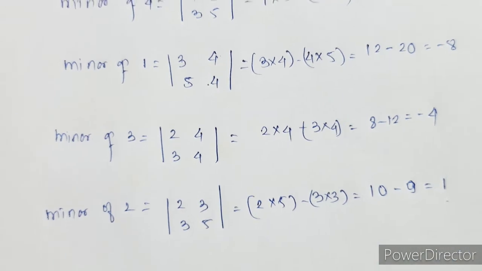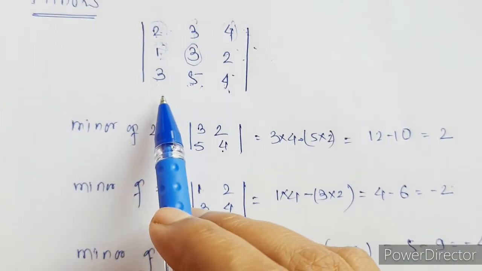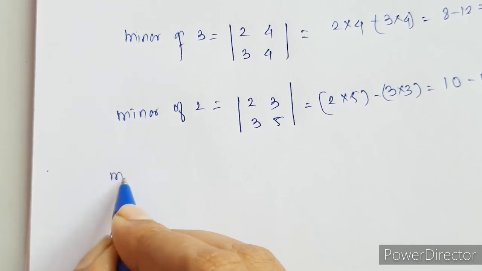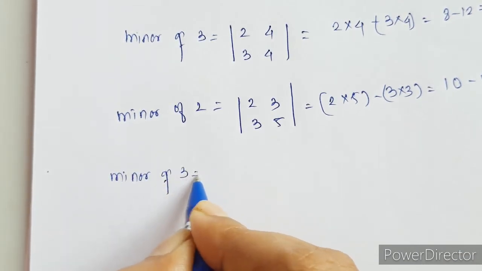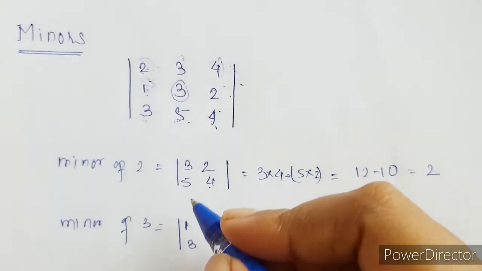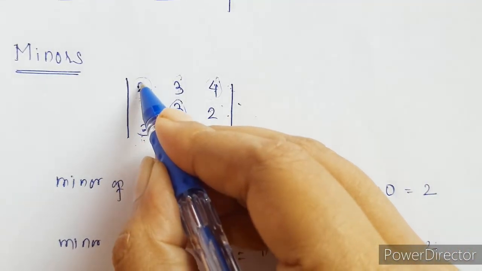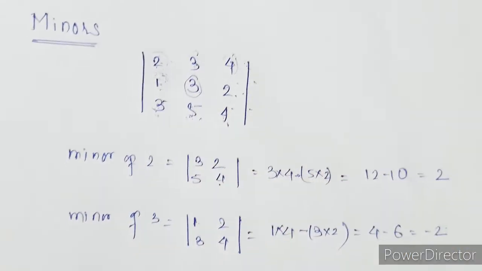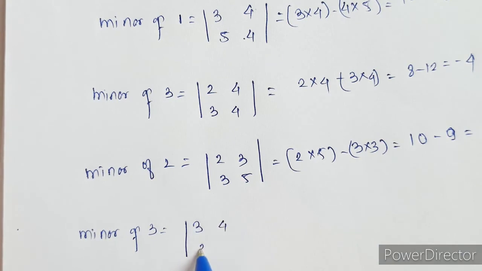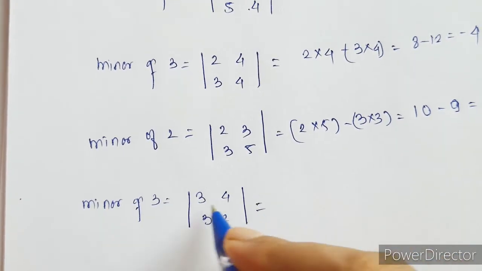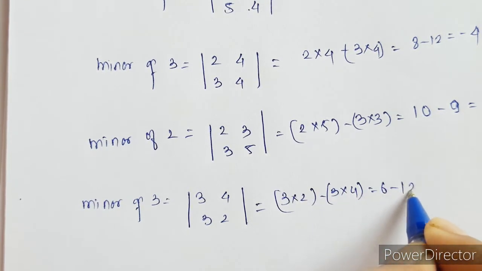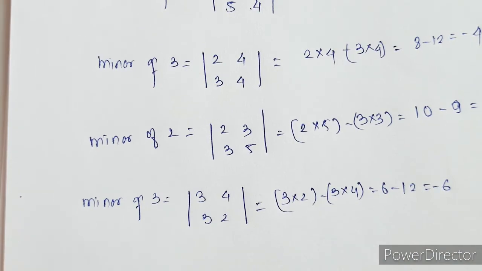Then the third row is remaining. So again minor of 3, then 5 and 4. So minor of 3. We are considering this 3. So eliminate the same column, same row, remaining is 3, 4, 3, 2. So this will be 3 into 2 minus 3 into 4. So 6 minus 12, which equals minus 6.